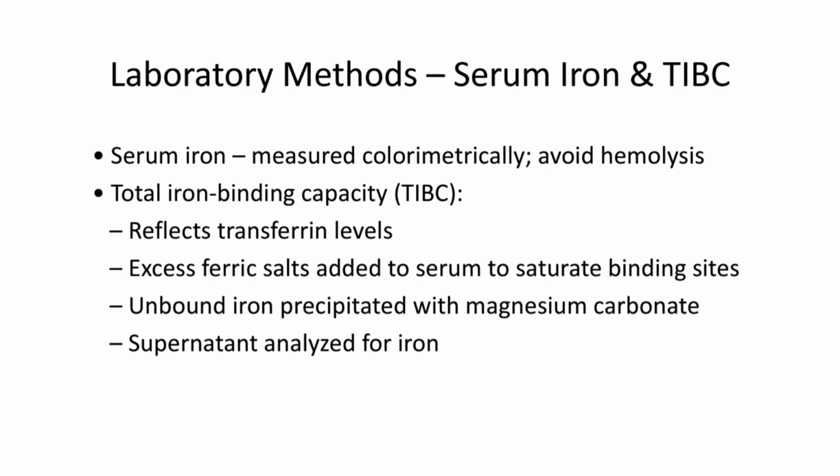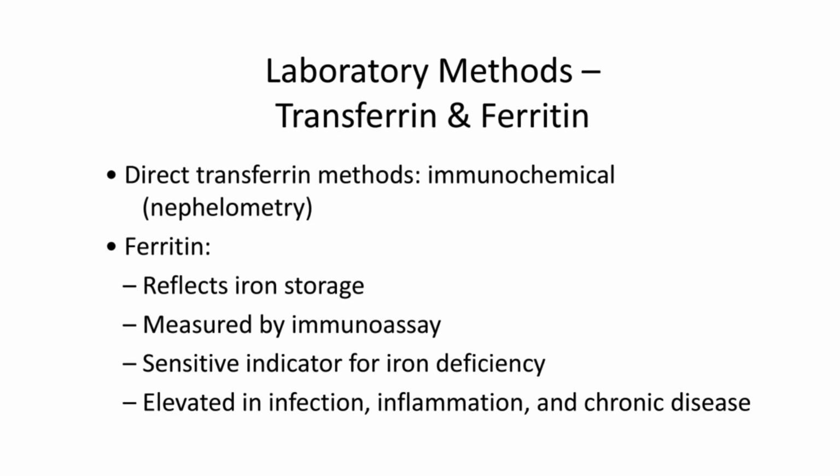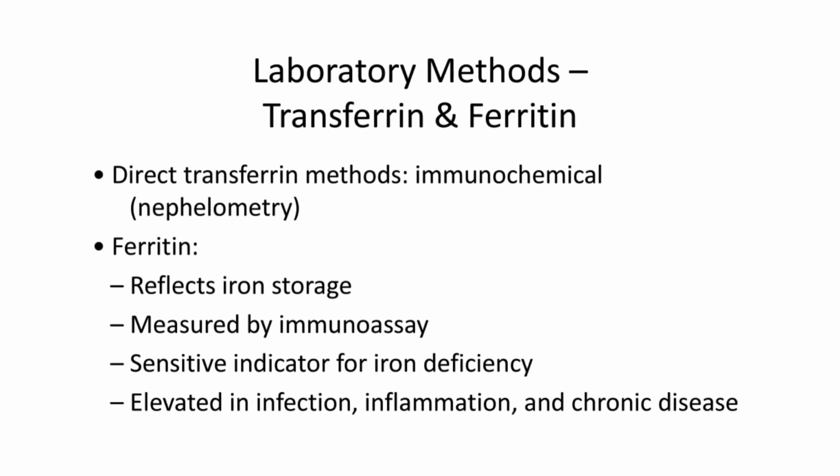The test involves adding excess ferric salts to the serum to saturate the binding sites on transferrin. Any unbound iron is then precipitated with magnesium carbonate, and after centrifugation, the supernatant is analyzed for iron. Direct methods for measuring transferrin use immunochemical techniques such as nephelometry.